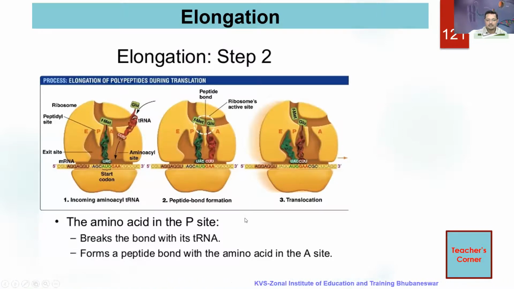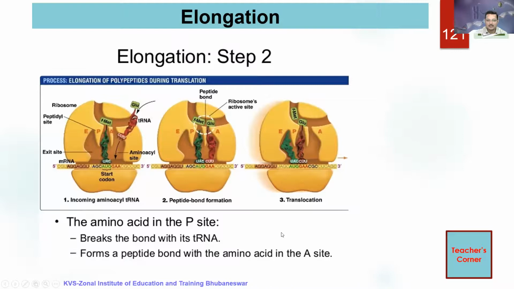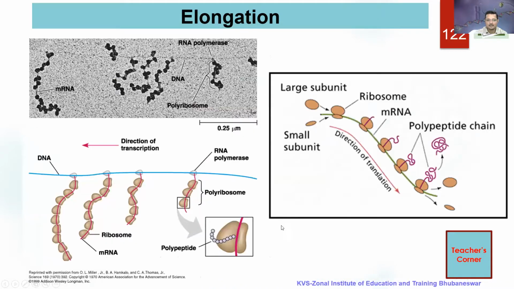The amino acid in the P site breaks the bond with its transfer RNA and forms a peptide bond with the amino acid in the A site. You'll find this is the process of elongation, right? And there is a direction of translation. You find the ribosomes attached to the mRNA in large numbers. So polyribosomes are seen. Many copies are to be formed.